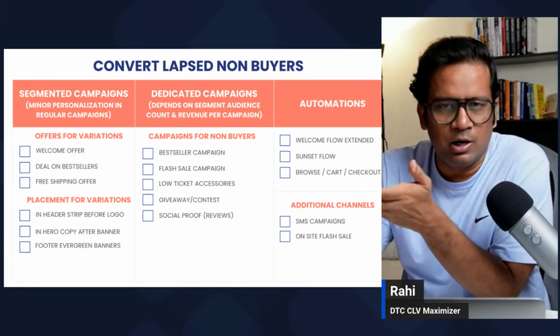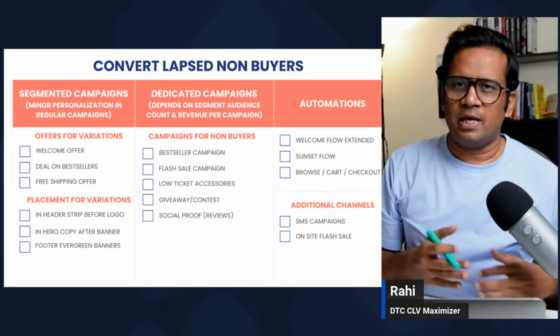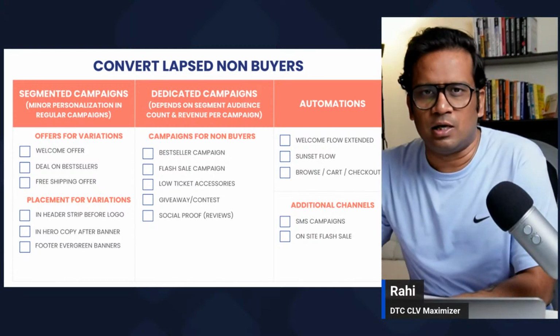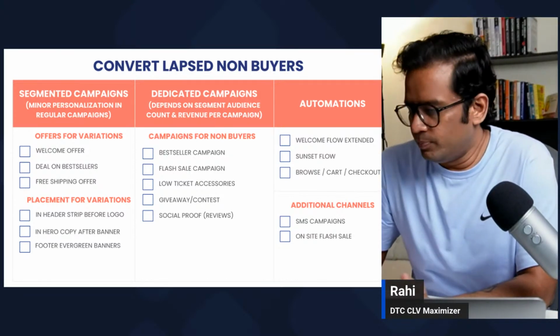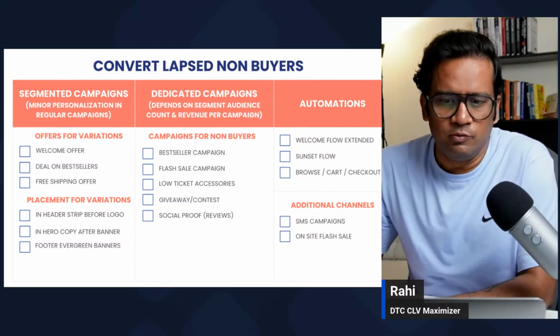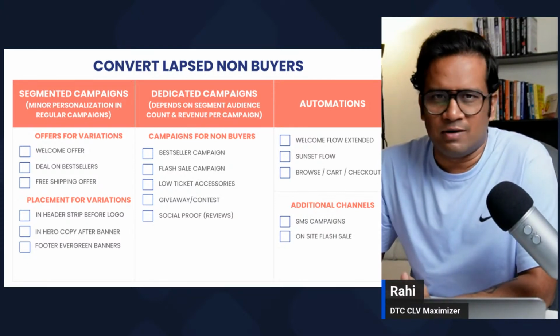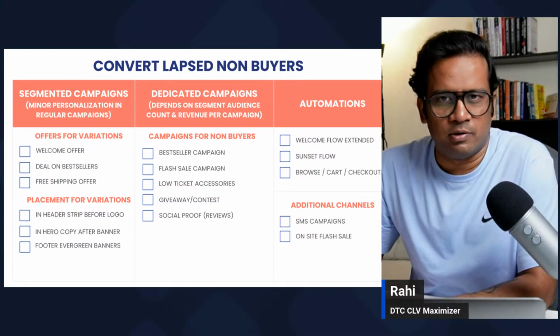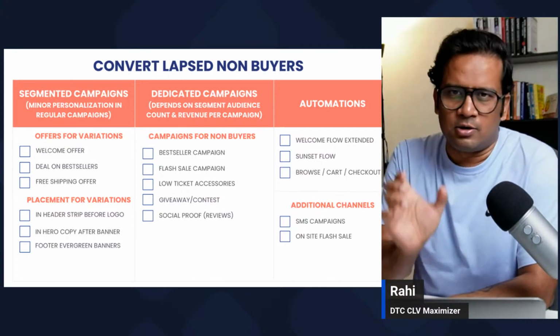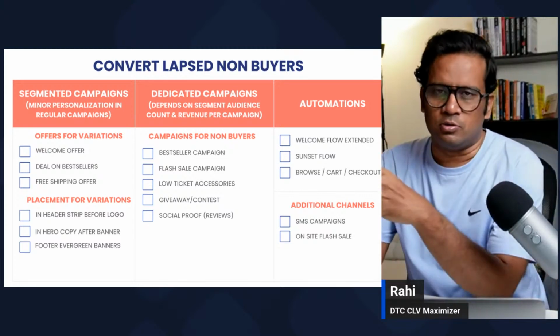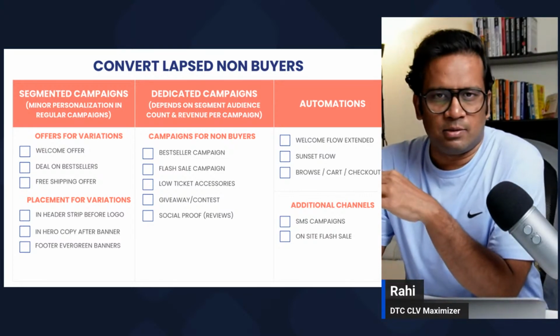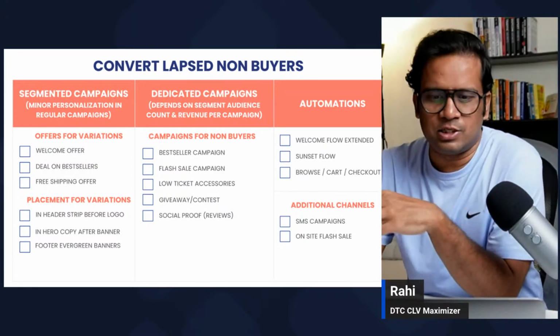So that's the whole idea: if someone is not buying, either we educate them, we nurture them, we inspire them to buy, or we eventually remove them. That's where the sunset comes into the picture: if they're not converting, then we remove them. Browse, cart, checkout, we have already discussed. But that's also part of the non-buyer journey, from window shopper to shortlisting to finalizing the product and then the purchase. That's the journey for a non-buyer.